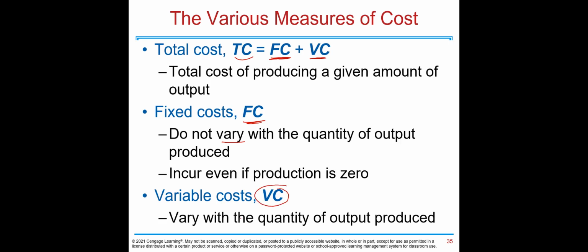So Xavier incurs this cost even if the production is 0. Variable costs, on the other hand, vary with the quantity of output produced. Remember, if Xavier wants to produce more, he hires more labor, but then the labor cost increases as he adds more labor into the business. Therefore, it varies with the quantity of output produced.